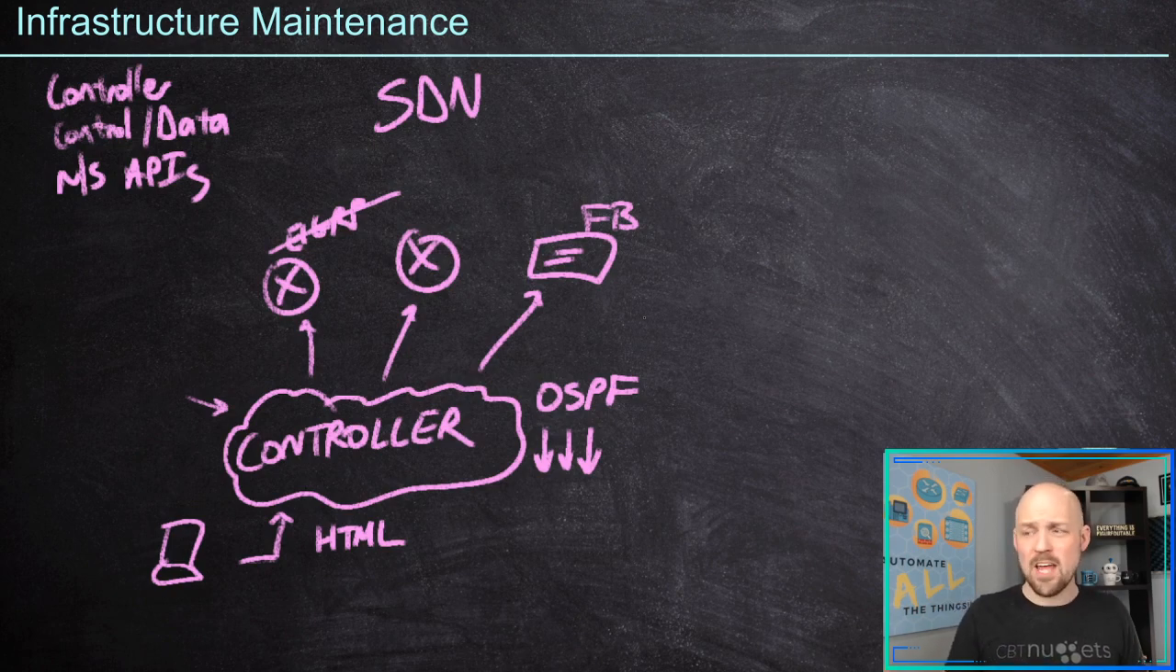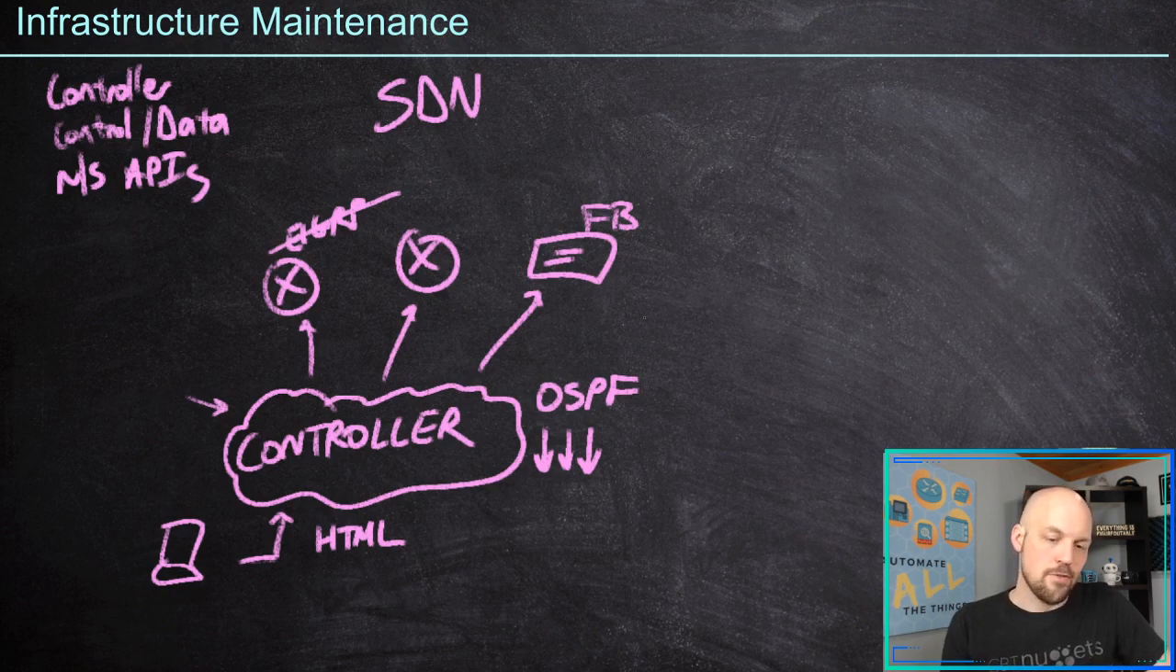Like, go buy a Dell router one day because it's the cheapest, and then HP's cheaper the next day, so go buy an HP router. You just have whatever hardware you want in your environment. It doesn't matter anymore. I mean, that's the SDN dream. But we were far from that, and I don't think it'll ever get there, frankly.